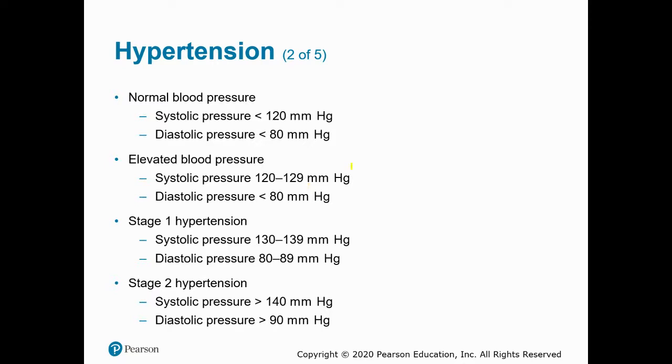So just to give some biometric numbers, normal blood pressure would look like 120 millimeters of mercury over 80. If we have elevated blood pressure, we're going to see something like 120 to 129 over 80. Stage 1 hypertension is diagnosed when systolic blood pressure goes above 130 and the diastolic goes above 80. Stage 2 hypertension is diagnosed a little further on, when systolic blood pressure is above 140 and diastolic is above 90.